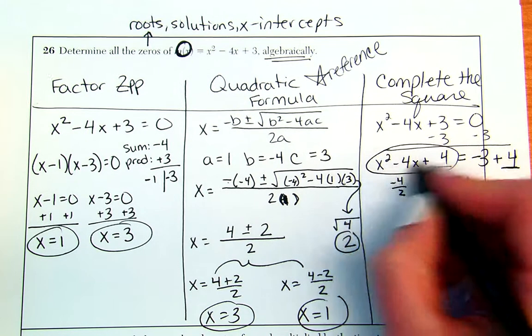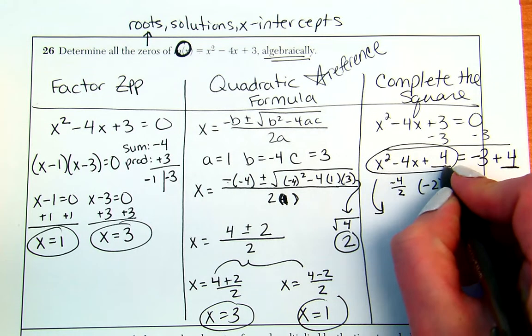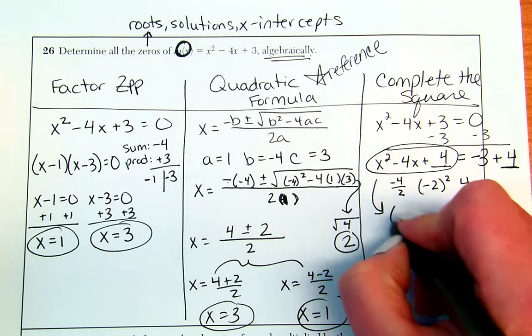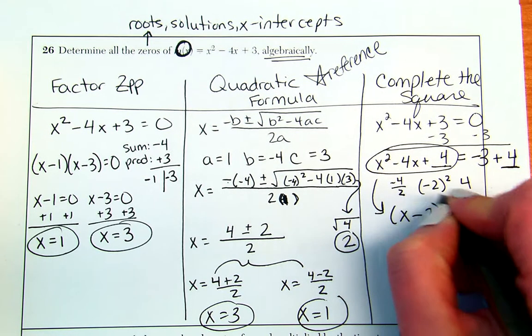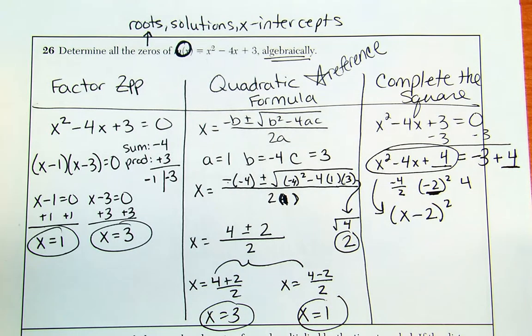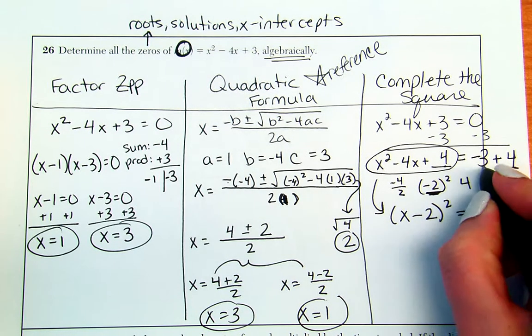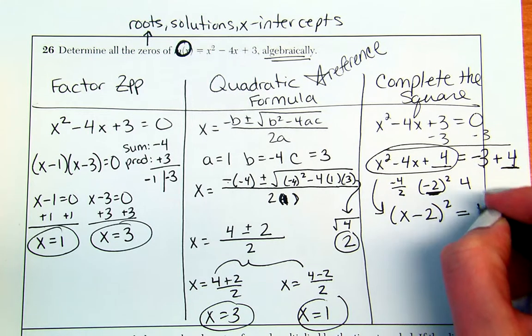By factoring, this is going to be two numbers that multiply to 4 that also add to -4, which is -2. So this becomes x minus 2 squared. Also notice it's what I divided by. I divided by 2 to get that number. And then I'll have -3 plus 4, which is 1.